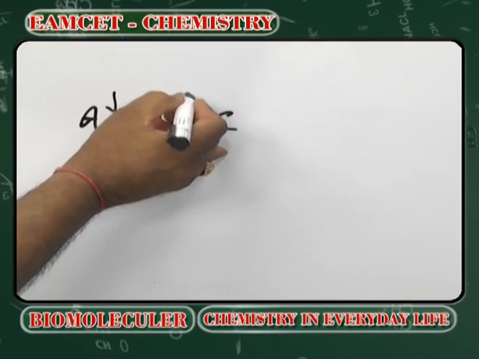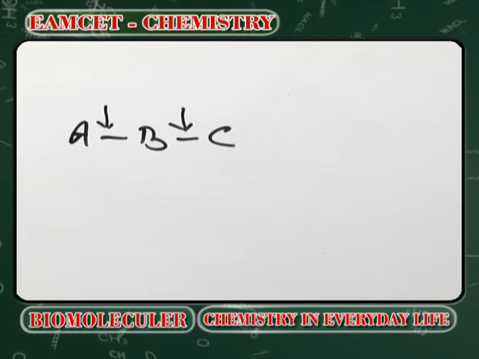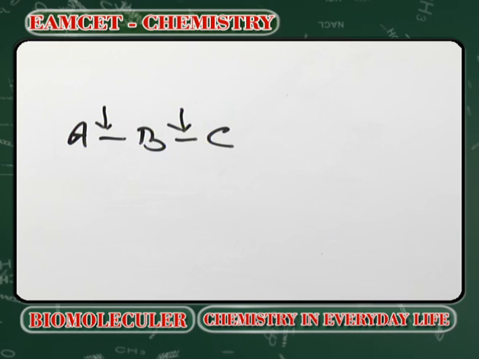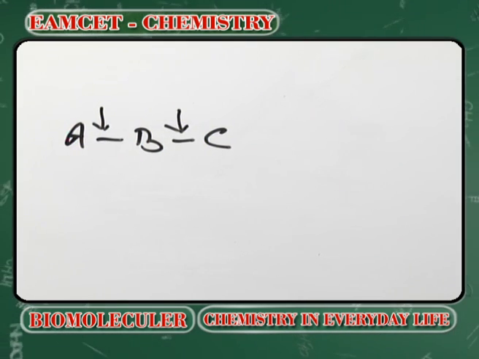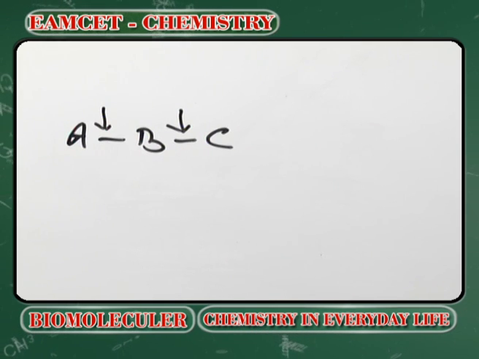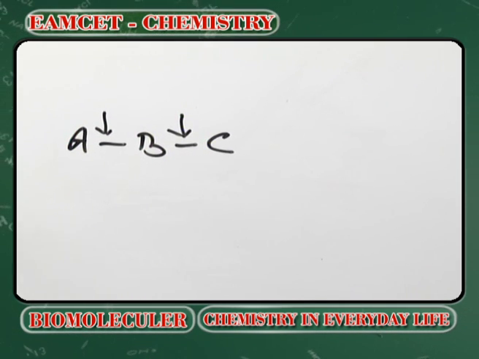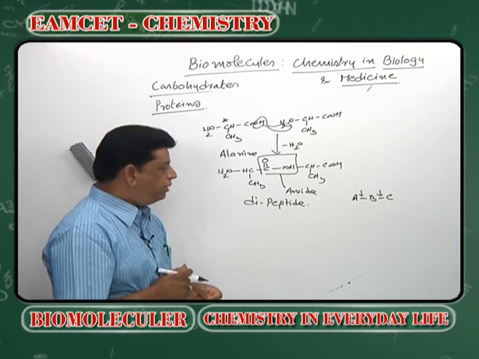Here one peptide bond, here one peptide bond. So a tripeptide will contain two peptide bonds. The peptide bond is nothing but the NHCO. This can be hydrolyzed with dilute acid or enzymatically to give back the original amino acids.